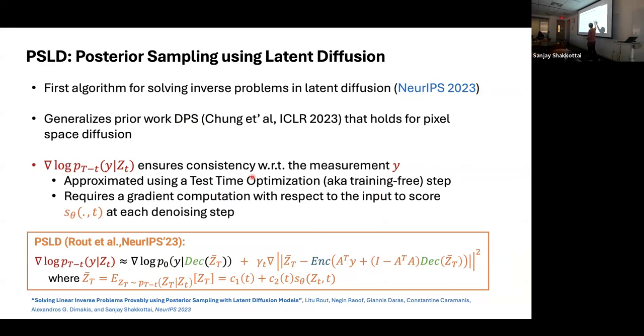So this is essentially an intuition of consistency, correcting the gradient to be consistent with the measurements. And what we can do is to come up with an approximation at test time, which in the diffusion world is called training free. The test time optimization is also called a training-free step. To do this requires a gradient computation each time you're running the denoiser, with respect to the input of the score function. If you could do that one gradient calculation at each time, that will tell you how to correct your drift approximately and run this. So that's what this algorithm did.